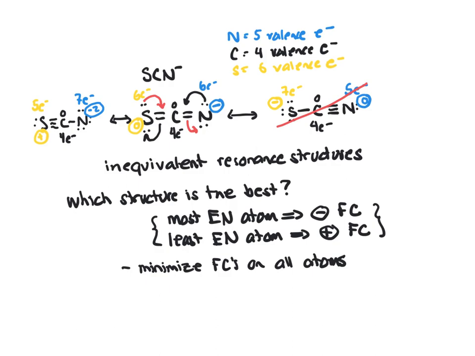And so ultimately, I am going to pick this structure as the best structure because I've, 1, minimized the formal charges on all the atoms, and 2, I've put the negative charge on the most electronegative atom. So I've satisfied both of my rules for figuring out which structure is the best, and I end up with this one being the best structure.